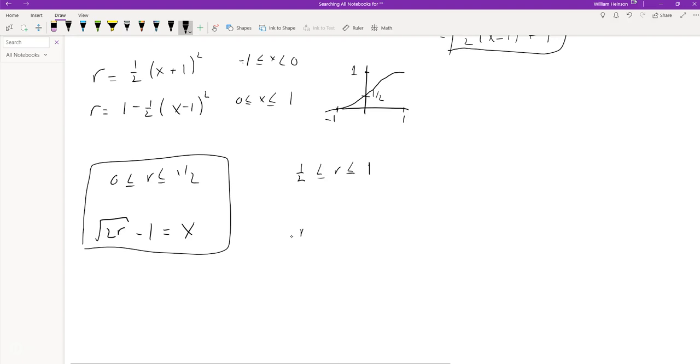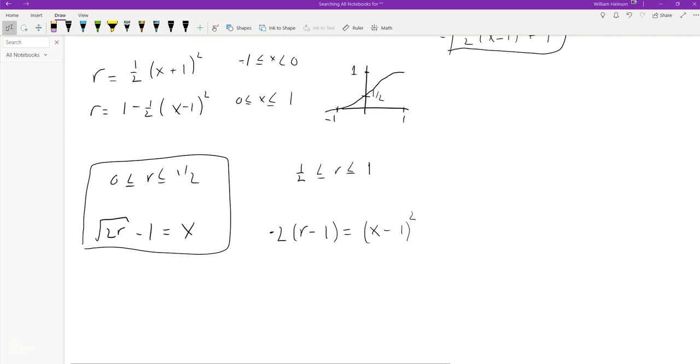Okay, we have R minus 1, and then times 2, minus 2, equals x minus 1 squared. All right, so I minus the 1, flip this around, and got that. Okay, so then I take the square root.